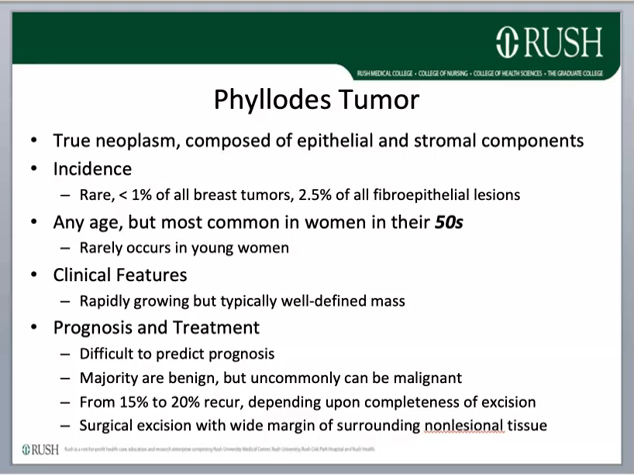So as opposed to fibroadenomas, which can be easily shelled out from the surrounding tissue, phyllodes tumors should be excised with a margin of normal tissue.